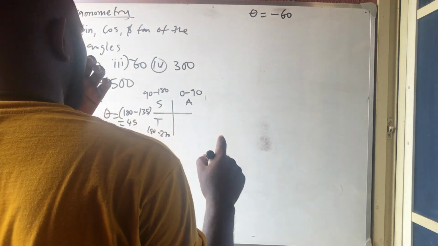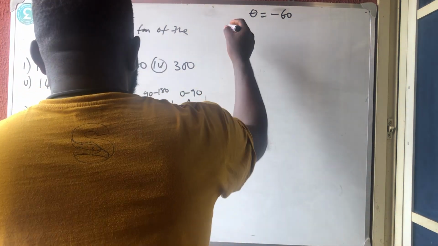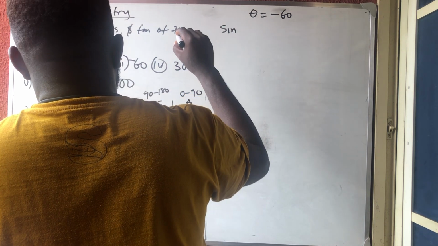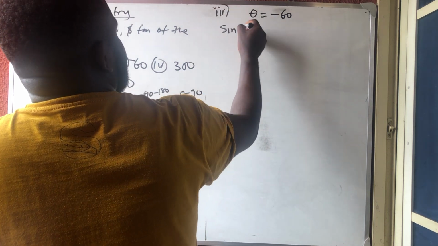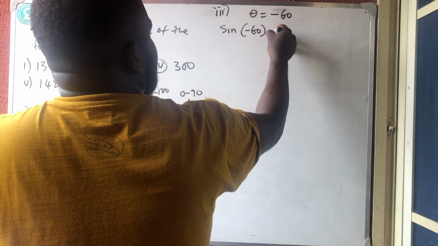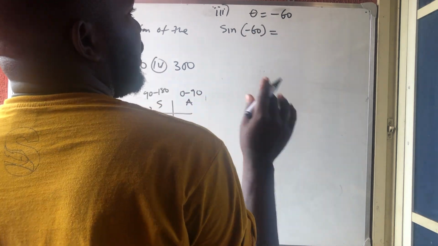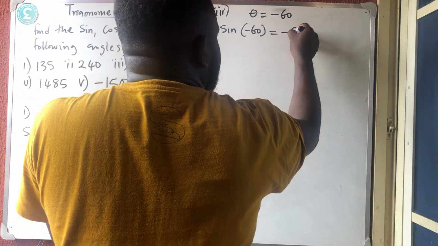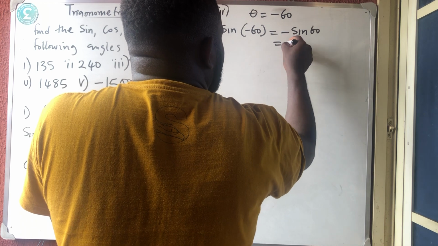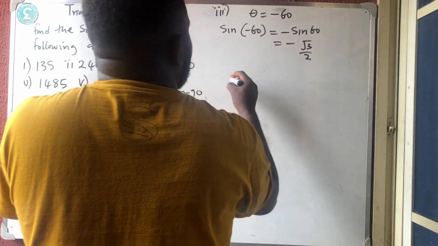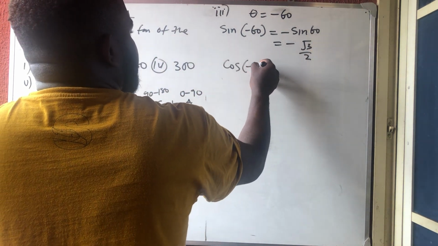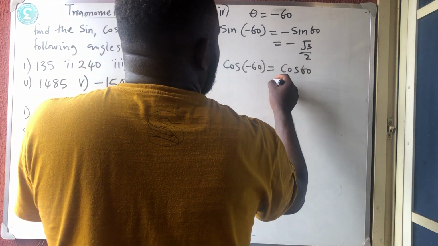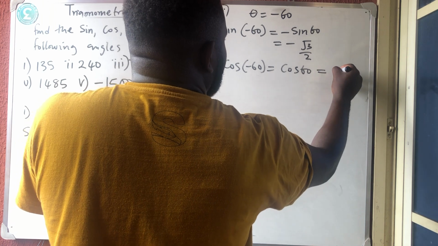I'm going to solve it in 2 ways. The first way I'm going to solve it is this, number 3. Sine minus 60, let me use the even and odd functions. Sine is an odd function, so I will say minus sine 60, which is minus root 3 over 2. But cos minus 60 is the same thing as cos 60, which is just 1 over 2.